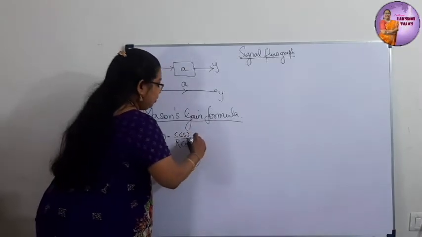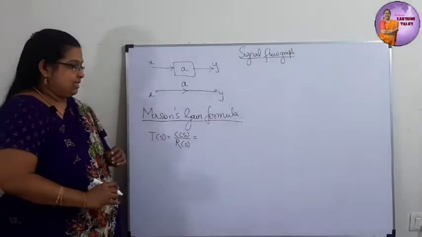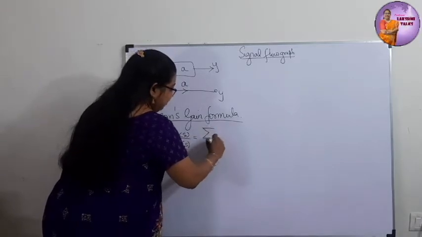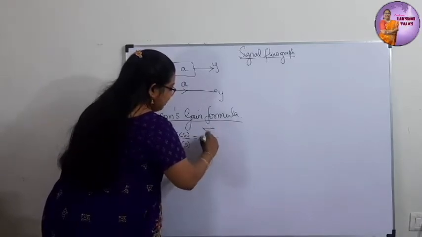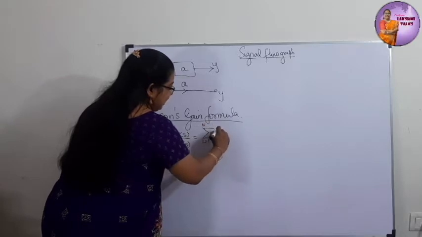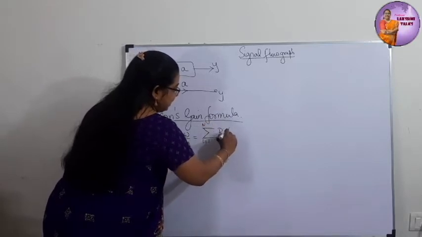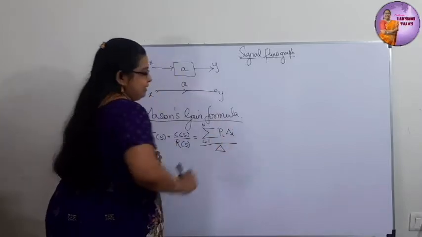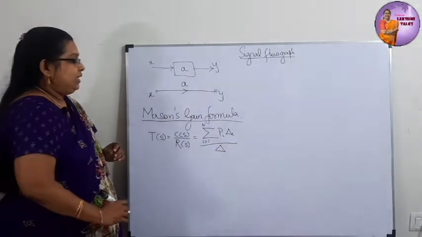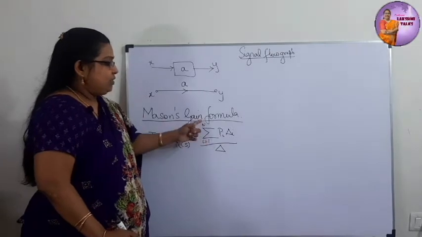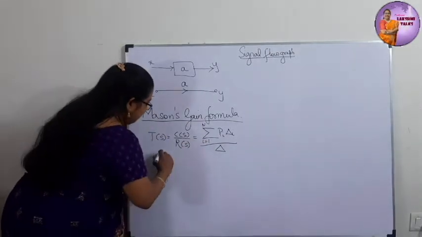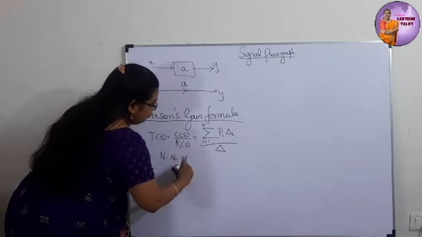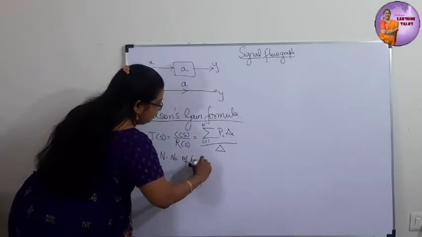Now, what does Mason's gain formula state? It states that T equals summation of i equals 1 to N, Pi delta i, the whole divided by delta, where i varies from 1 to N. N denotes the number of forward paths. What does forward path mean?